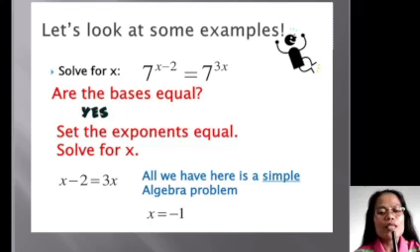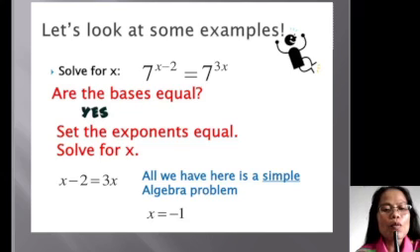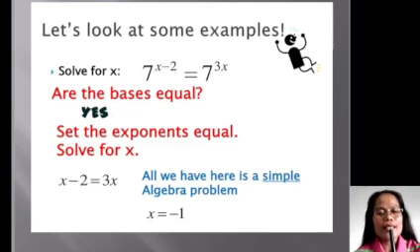Solve for x. 7 to the power of x minus 2 is equal to 7 to the power of 3x. Now we are going to find the value of x so that the left and the right side of the equation will be equal. The question is, are the bases equal? Yes. And if the bases are equal, then you have to set the exponents equal and solve for x. So we have the exponent at the left side, x minus 2. At the right side is 3x.